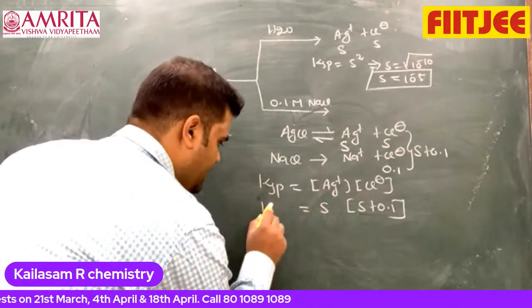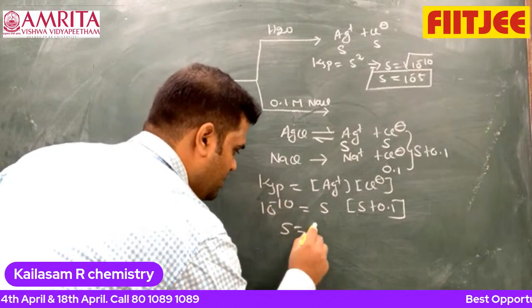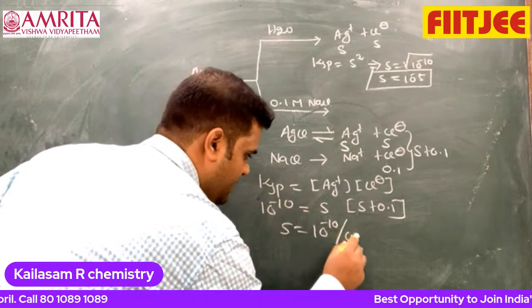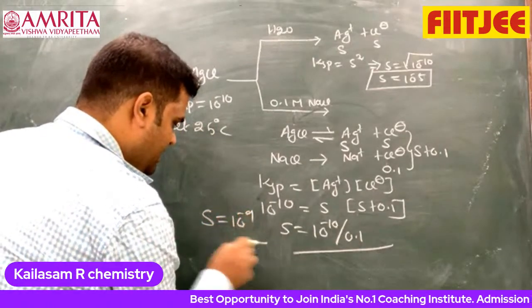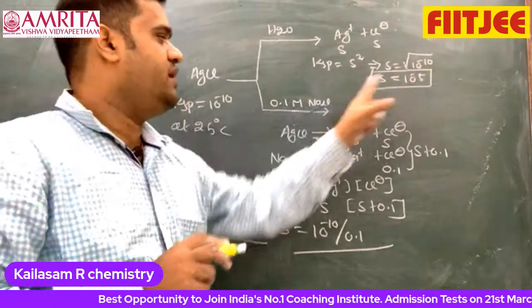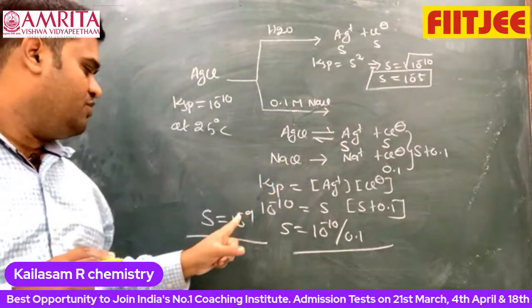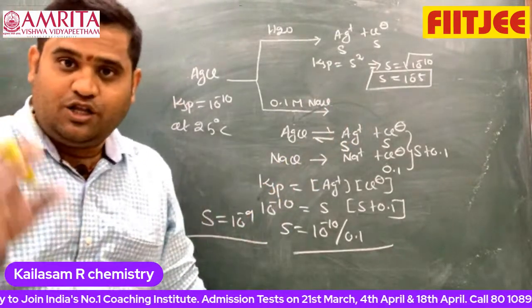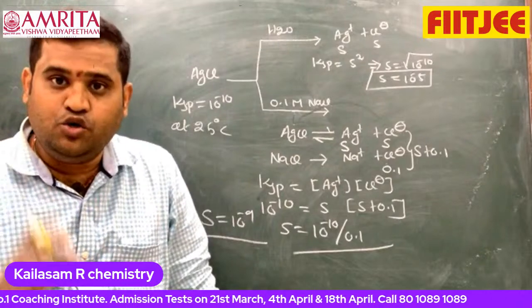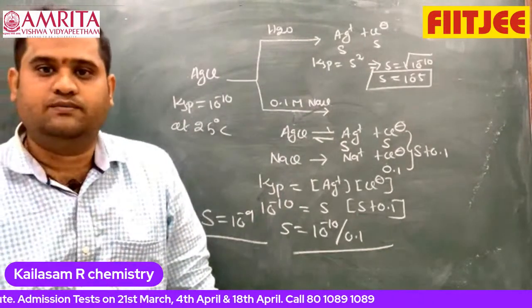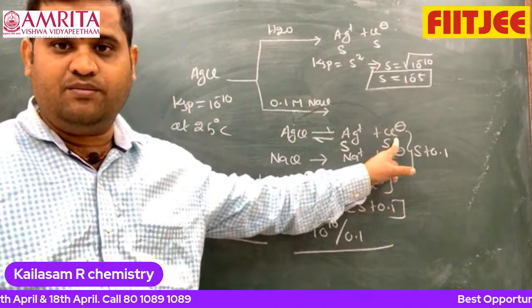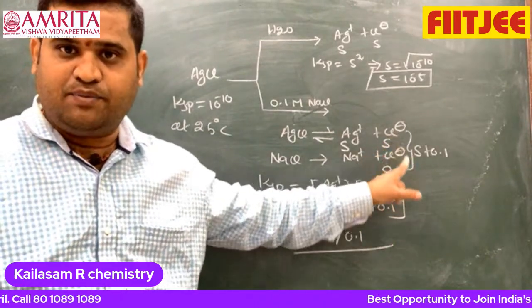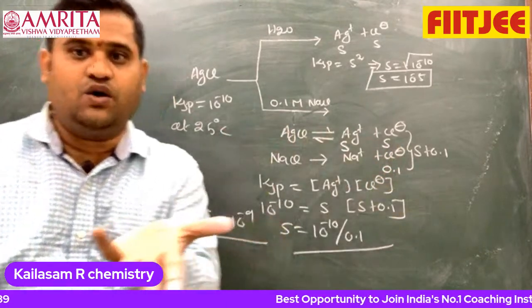Therefore, Ksp is 10^-10. Therefore, S is equal to 10^-10 divided by 0.1. Therefore, S you are getting is 10^-9. Look at this: in water 10^-5, in the presence of the common ion 10^-9. So which means that the solubility of the salt decreases due to the common ion effect. That means the Cl- ion coming from AgCl is neglected as compared to what is coming from the NaCl. That's all.